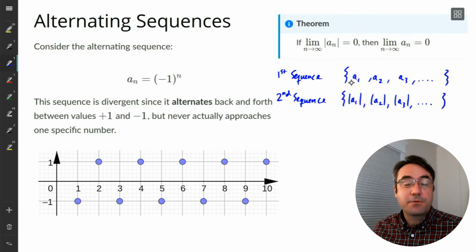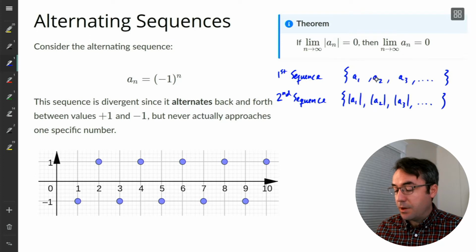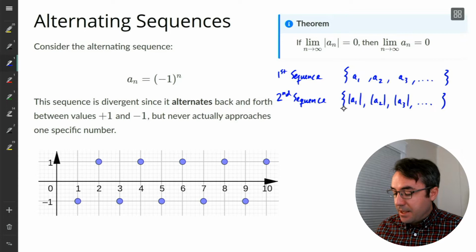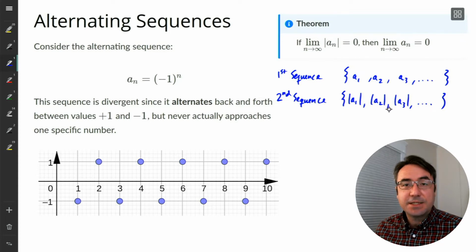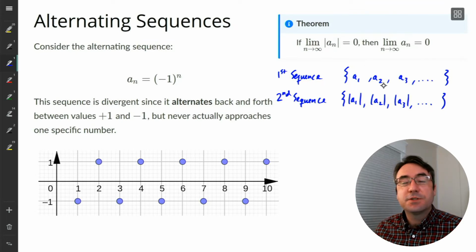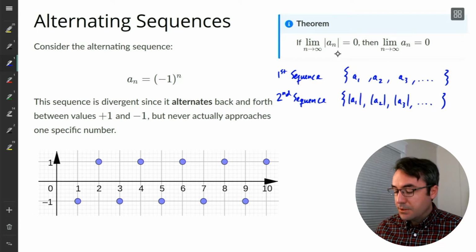So we start with our original sequence, where the terms are just A1, A2, A3, and so on. And we form a potentially brand new sequence where we take the absolute value of each of those. So the first term of this new sequence is absolute value A1. The second term is absolute value A2, and so on. And so what this theorem says is if the terms in the second sequence all approach 0, so if the limit of the absolute value of an is equal to 0, well then the terms in our first sequence also must approach 0. So that's what this theorem says.